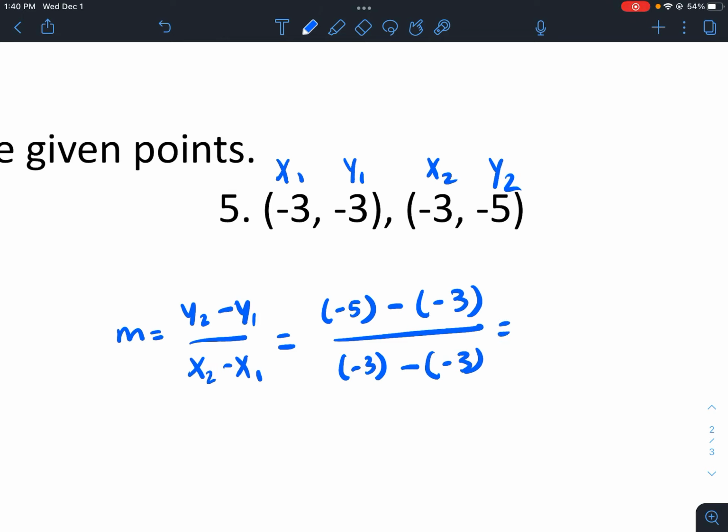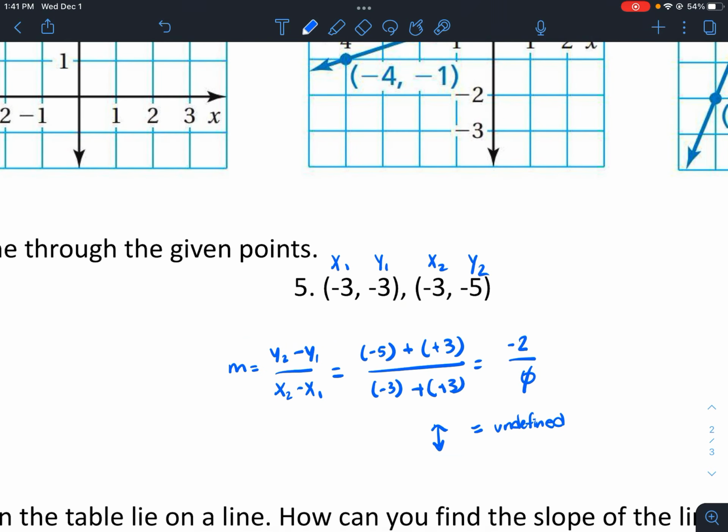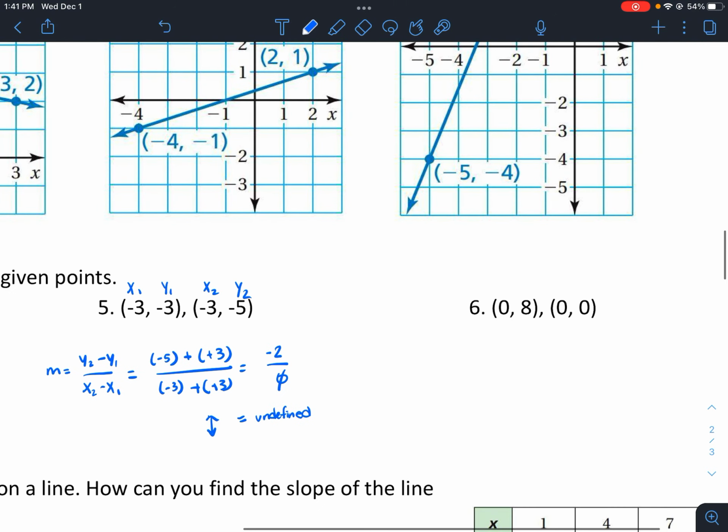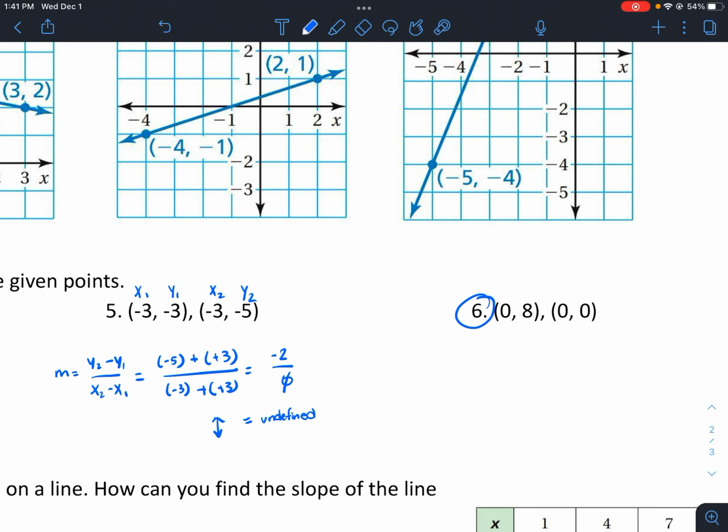And then now let's subtract. The negative 5 plus 3 is negative 2 over negative 3 plus 3. Remember, keep changes 0. Negative 2 over 0, this is going to equal undefined. Anytime you have 0 in your denominator, that'll always be undefined. So that means this is going to be a vertical line. Okay? Using this formula, why don't you try number 6 on your own?